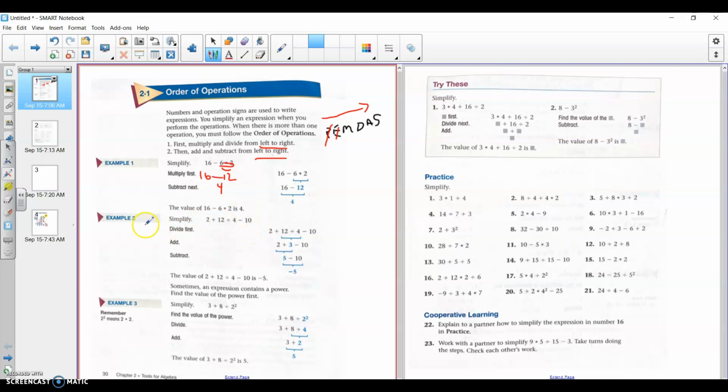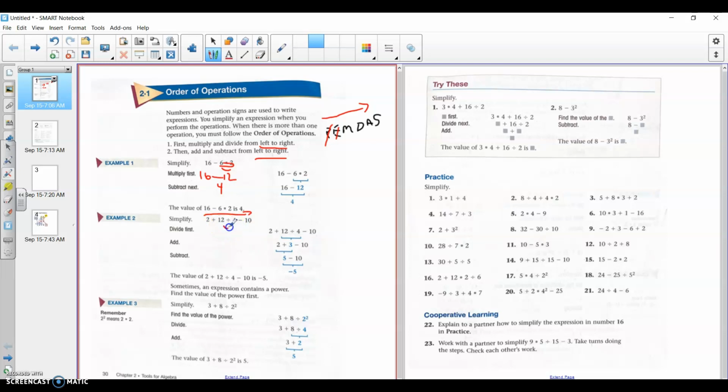In example number 2, again, they're asking you to simplify. So it's 2 plus 12 divided by 4 minus 10. So identify, going left to right in the sentence, well, addition doesn't come before division. Division comes before addition, and division comes before subtraction. And you can see how they've done it right here in the book. This was my print on paper.